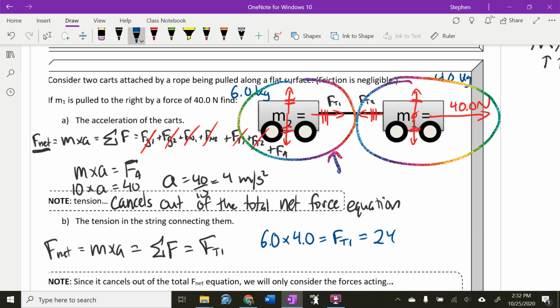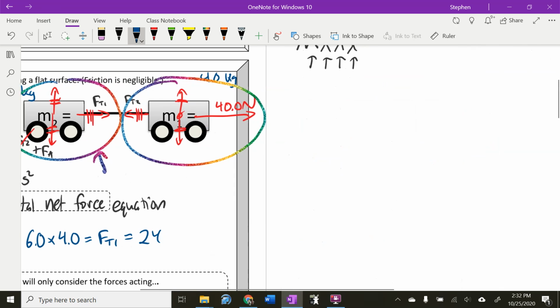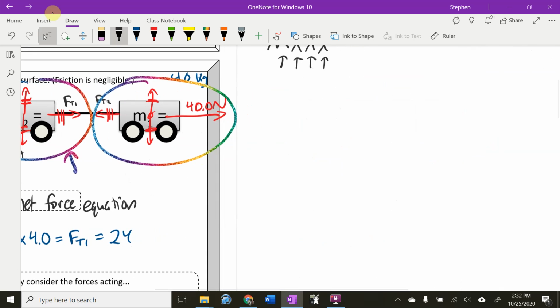Now, we know right away, because we know the tension is equal and opposite, that the tension force Ft2 should be 24, but let's take a little detour and try to solve that again just to confirm that. So I'm going to do the same thing we did before. We have our mass times our acceleration equals the sum of our forces, which in this case is the applied force plus the force of tension 2.